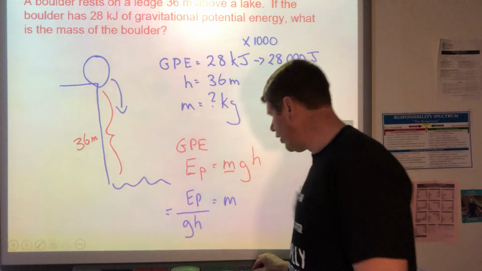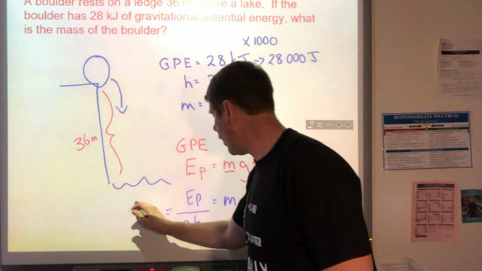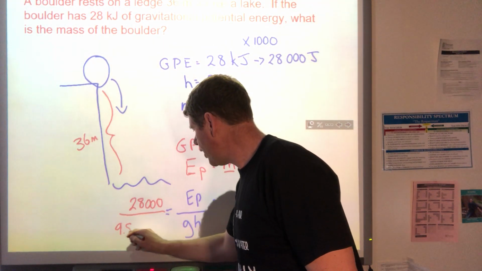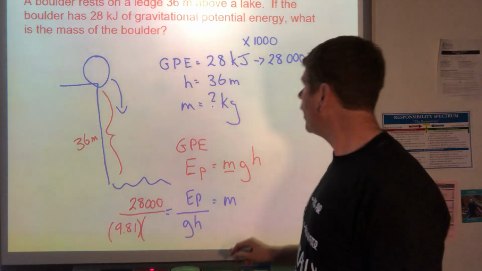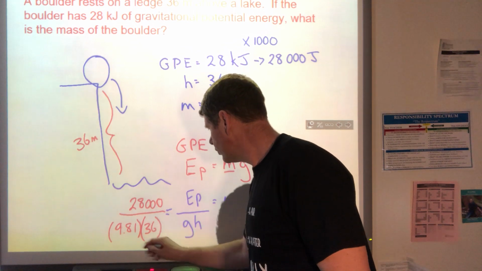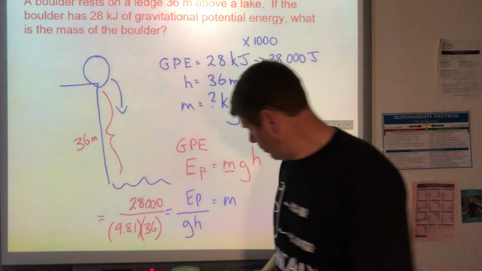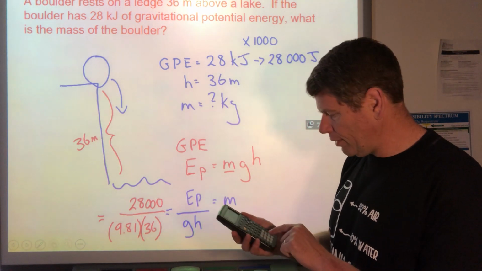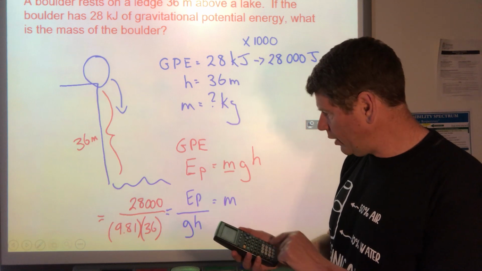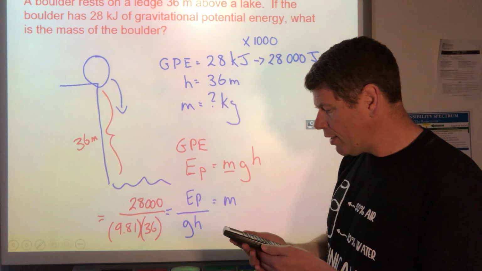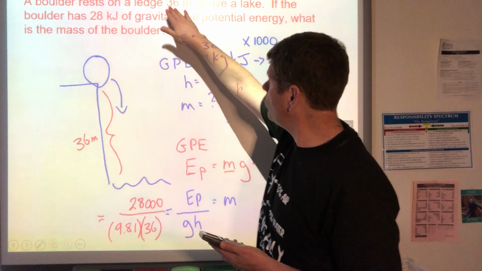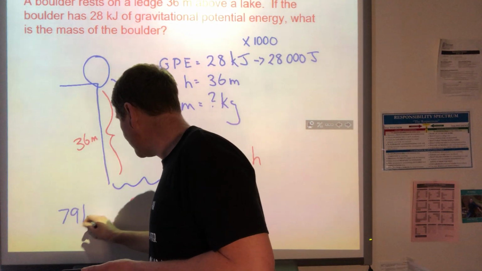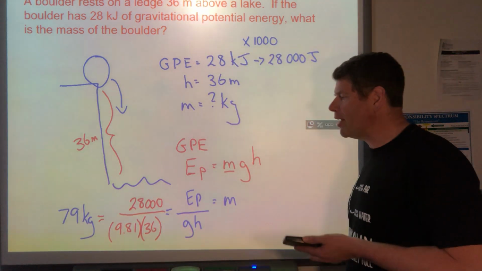So if I carry on to the left here, gravitational potential energy is 28,000 divided by, remember g is 9.81, it's our constant, multiplied by the height, which is 36 meters. So we're going to get our answer in kilograms. So trusty calculator, okay, 28,000 divided by, now in brackets, I'm putting what's in the denominator there, 9.81 times 36 equals 79. How many digits? Probably just want 2 digits. So 79 would be good, so guys, that's 79 kilograms. Probably not a terribly big boulder, but there we go.